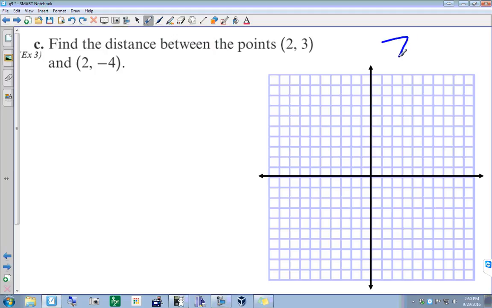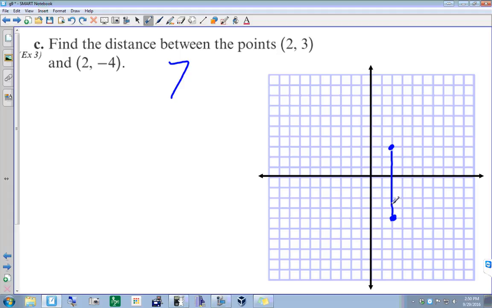Now, she says 7. Make sure I help write it out decently. Well, if I plot the points, 2 comma 3, 2 comma negative 4, they're on a straight line, right?